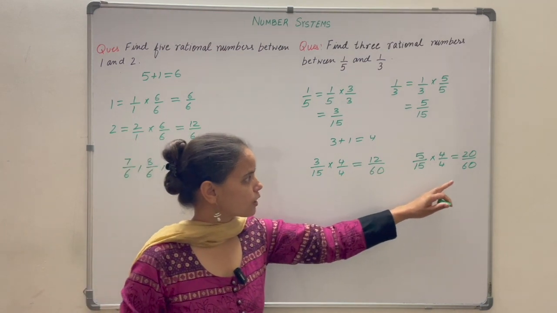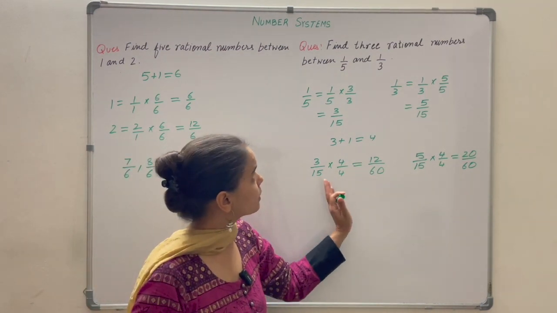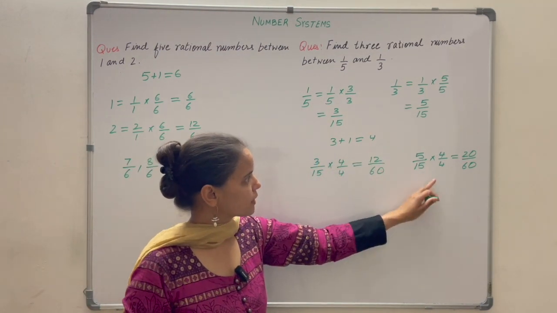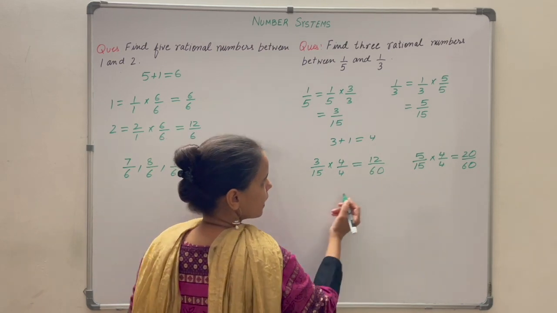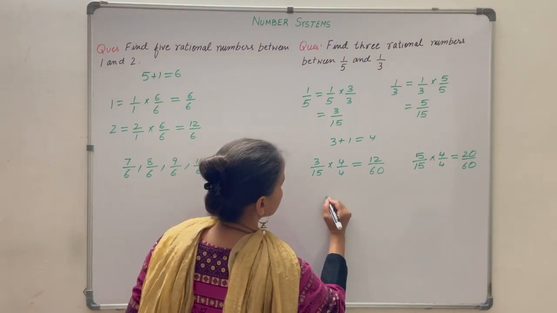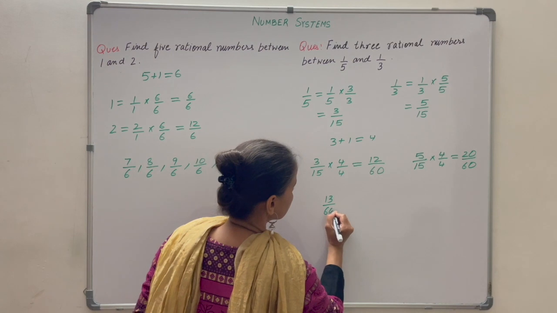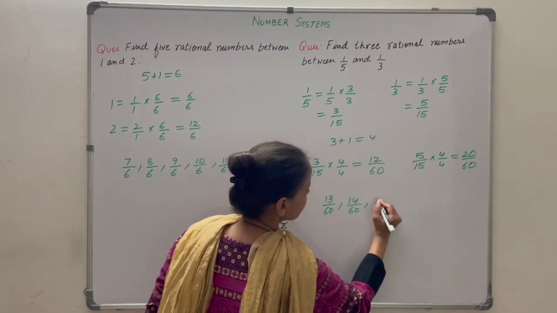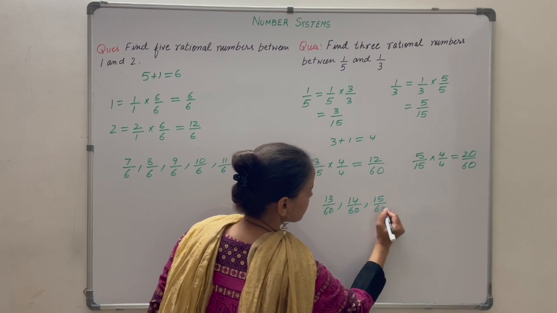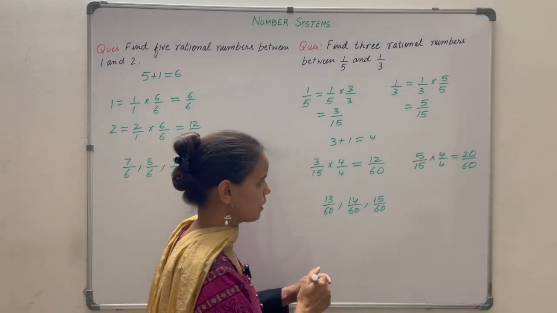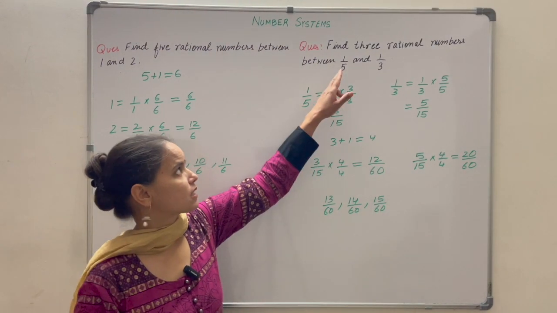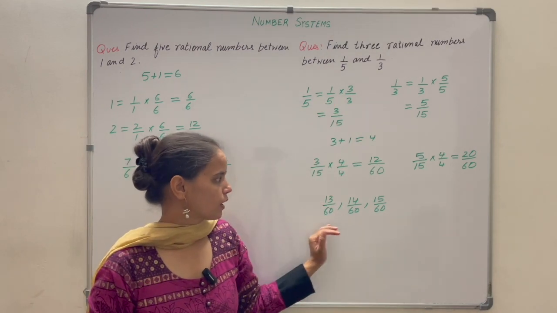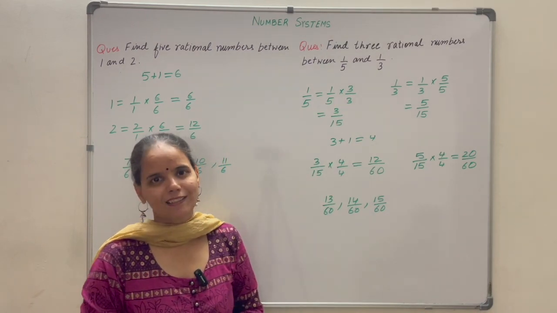So what are the rational numbers? 3 rational numbers between 1 by 5 and 1 by 3. They are, you can write down any 3. So I am writing 13 by 60, 14 by 60 and 15 by 60. There are some extra rational numbers here, but you can leave it because it just says 3 rational numbers. So you can write down these 3 rational numbers.